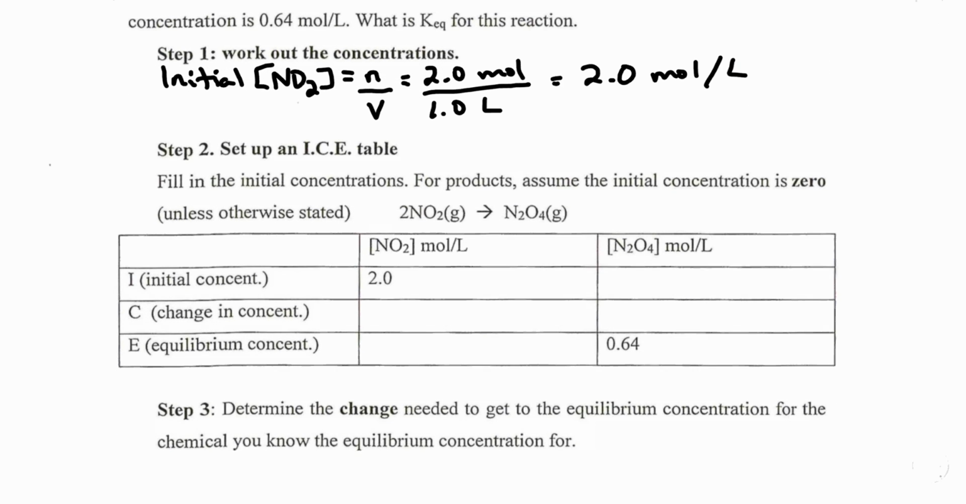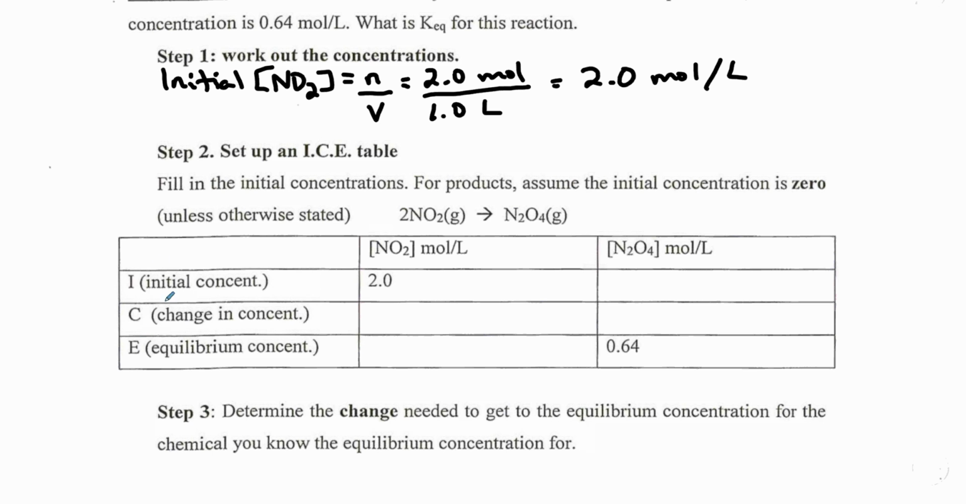Okay, so I'm going to make a table like this, and it's called an ICE table because I need to identify 3 things represented by the letters I, C, and E. The initial concentrations of all reactants and products, their change in concentration, and the equilibrium concentration. Okay, so let's work our way through this table one thing at a time as we know what these values are. So we just found out that the initial concentration of the NO2 is 2 moles per liter. So that's already been entered in the table for you.